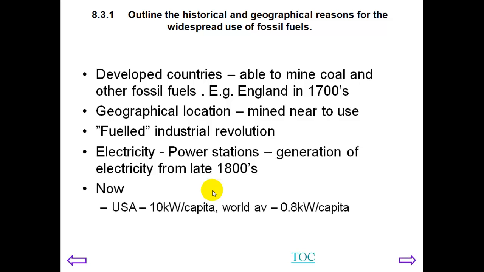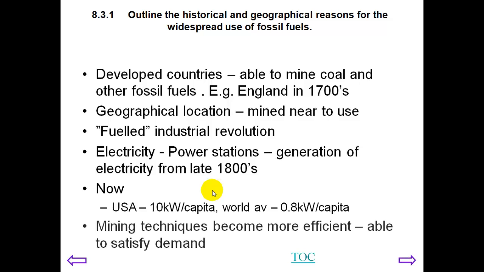Now, for example, in the USA, it is said that the average person uses 10 kilowatts per person. If you look at the world average, it's roughly 10% of that. Also, mining techniques have become more and more efficient, and it means that we're able to satisfy the demand for coal.